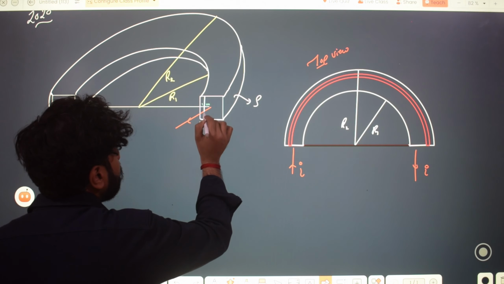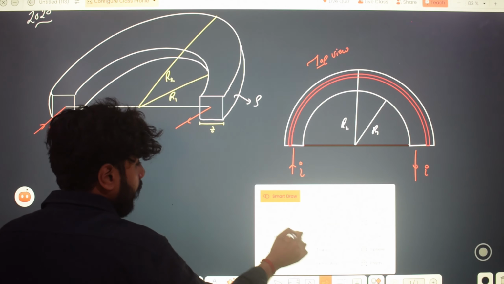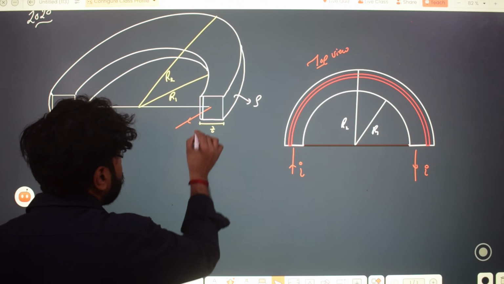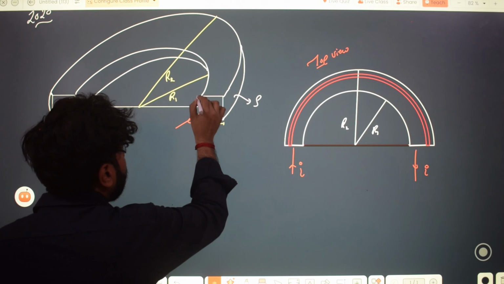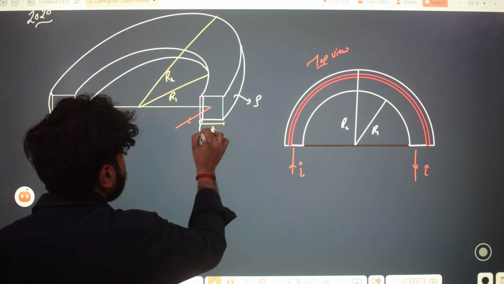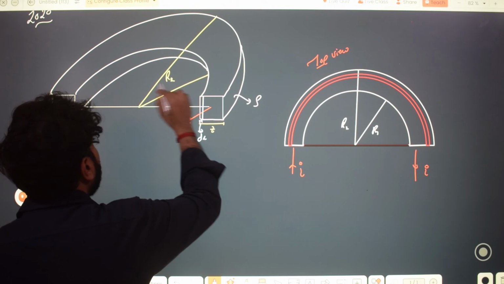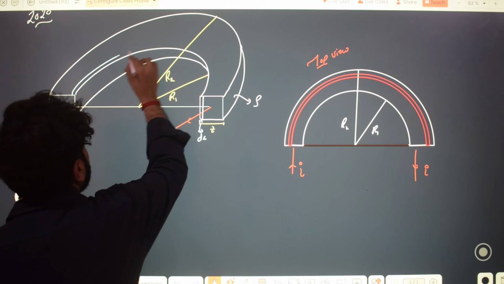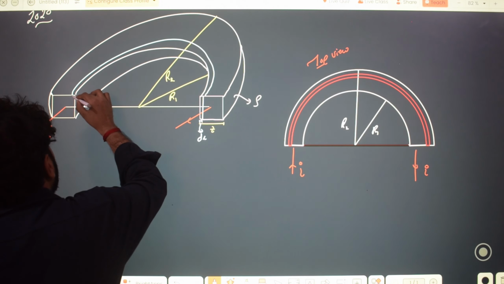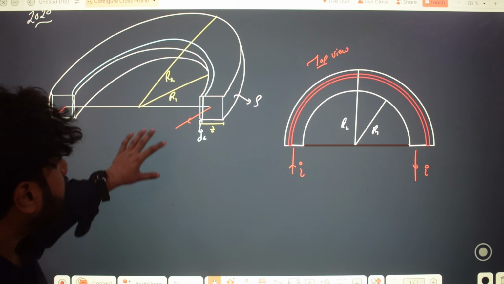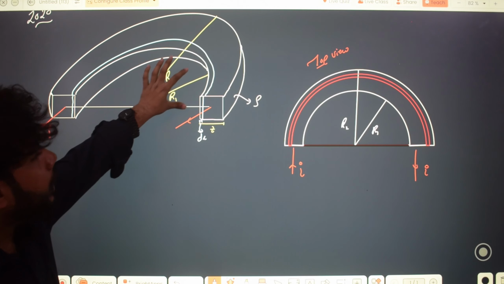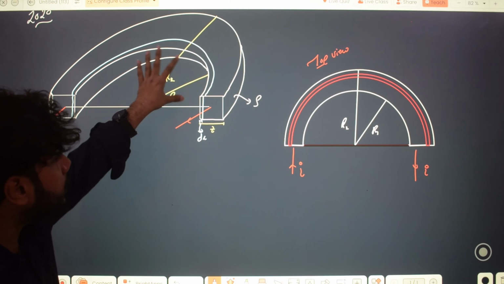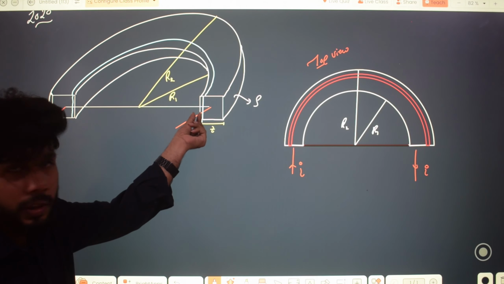So we are taking a very thin segment of width dx, and it will be like this. Pardon my drawing. Just something like this. You can see the inner and outer radius of each element will change, but this width dx will not change.